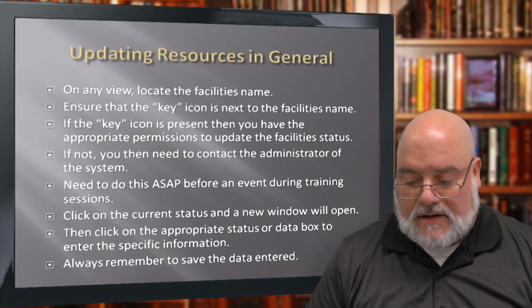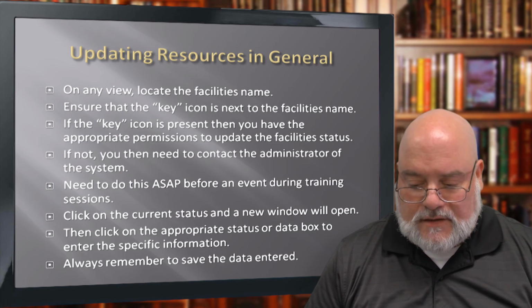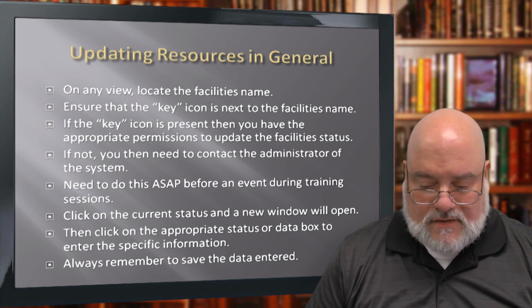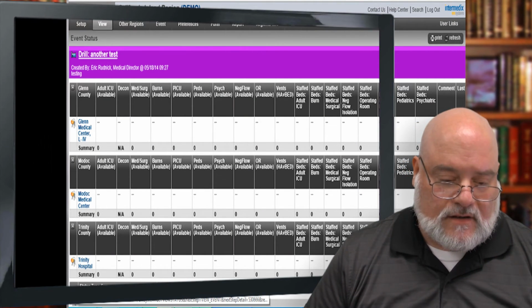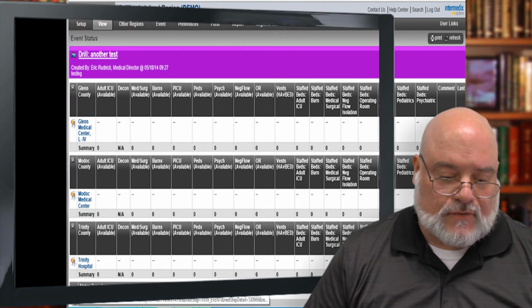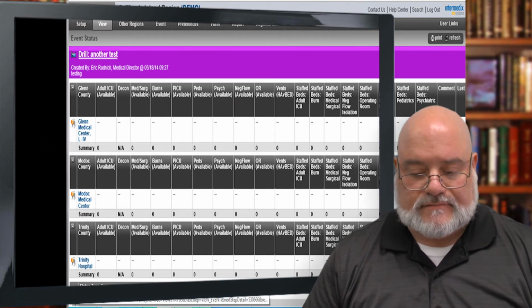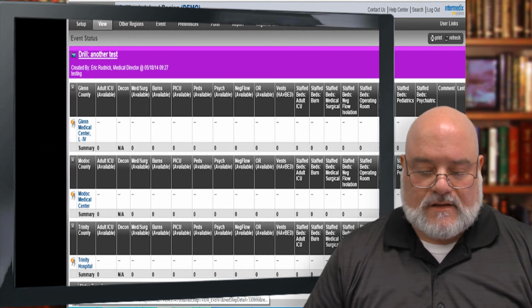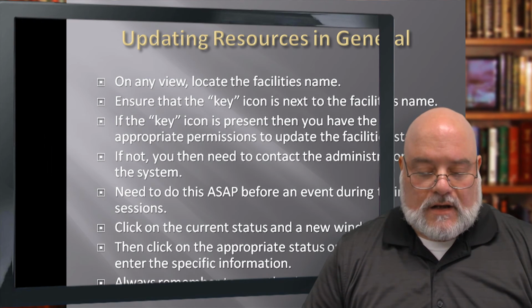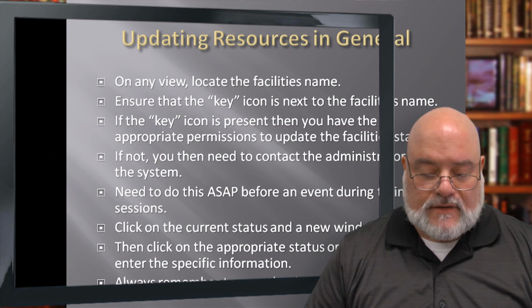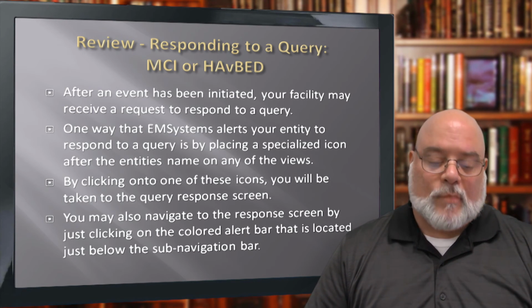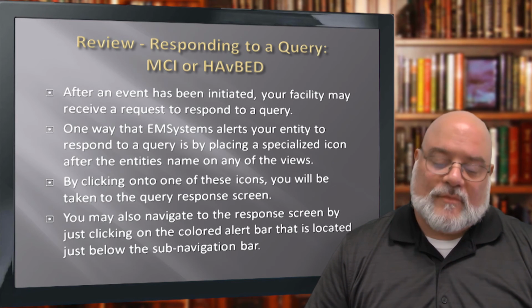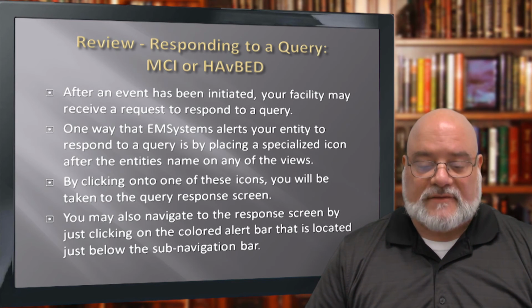So let's go back. I think I may have misspoke. Let's show the keys. Right here is the key, the set of keys right next to the medical center. So here Modoc has got the right permissions and Trinity has the right permissions. So click on the current status, a new window will open, and you click on the appropriate status or the data box for the appropriate specific information. Always remember to save the data entered. Real bummer if you click out and you haven't saved it.